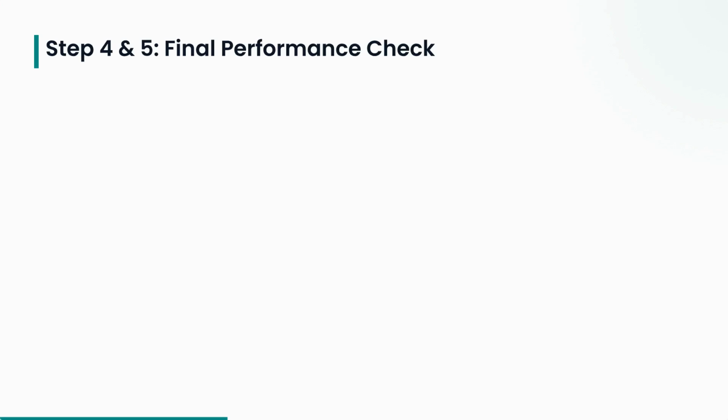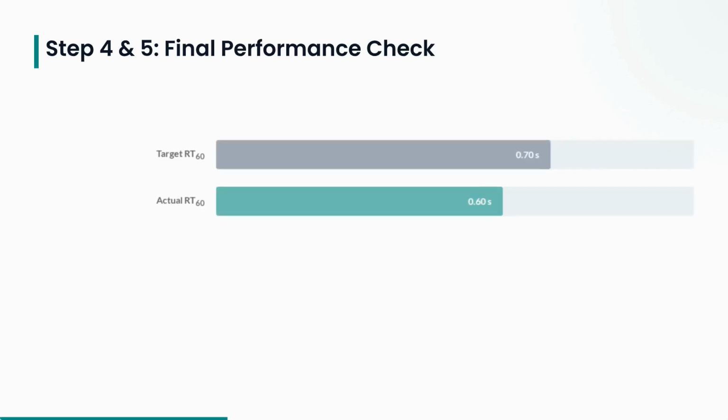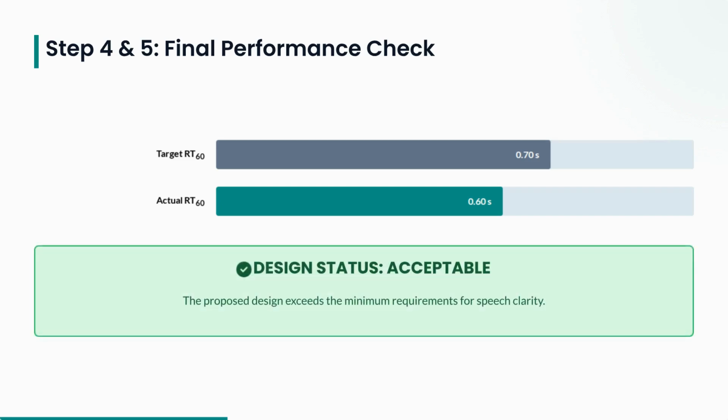Steps 4 and 5 perform the final performance check. Our target RT60 is 0.70 seconds. The actual RT60, calculated with 44.74 sabins, is 0.60 seconds. The design status is acceptable, as it exceeds the minimum requirements for speech clarity.